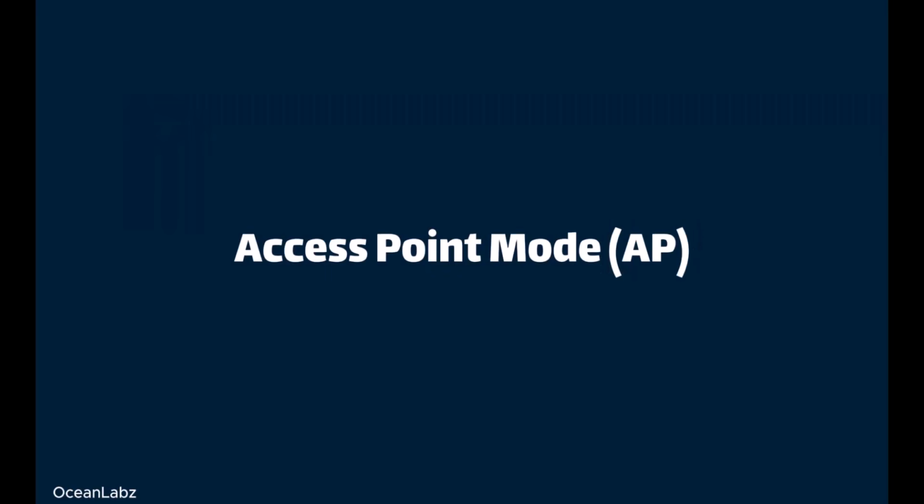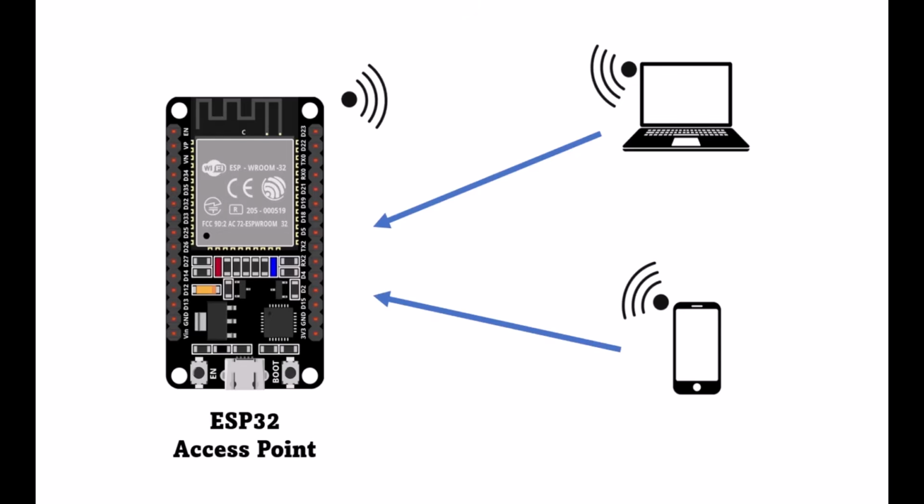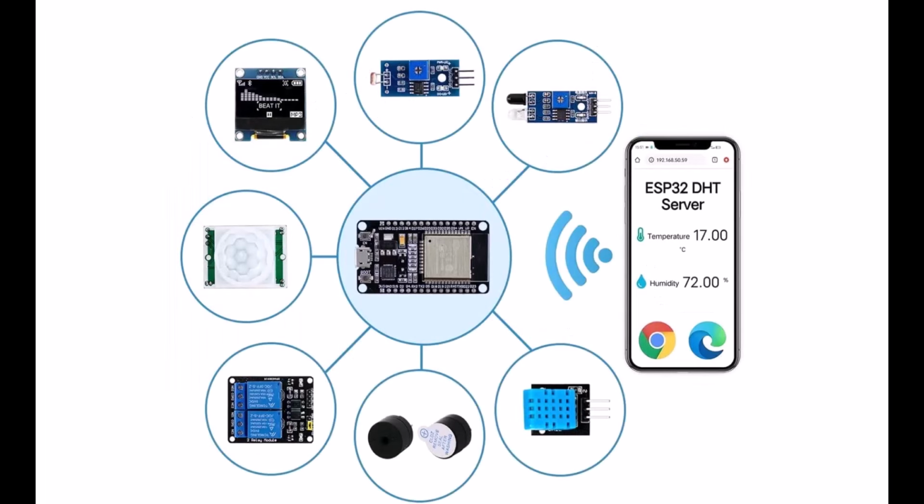Access point mode, or AP mode. In this mode, the ESP32 actually creates its own Wi-Fi hotspot. That means devices like your phone or laptop can connect directly to it. No router or internet needed. Once you're connected, the ESP32 can serve web pages, respond to button clicks, or control devices, all locally.